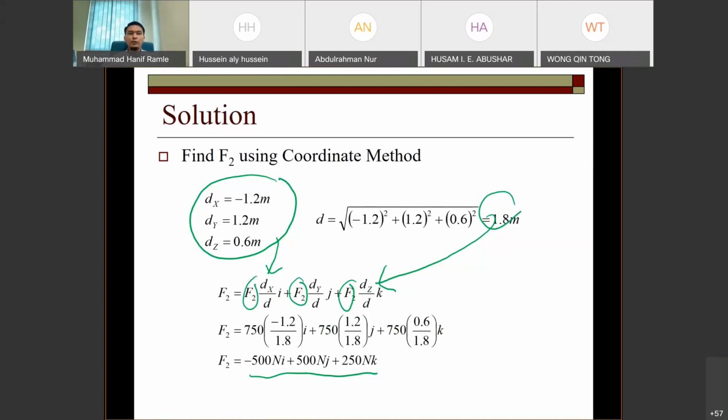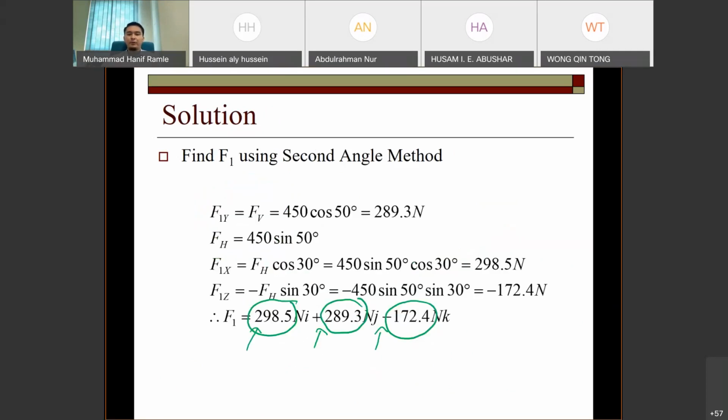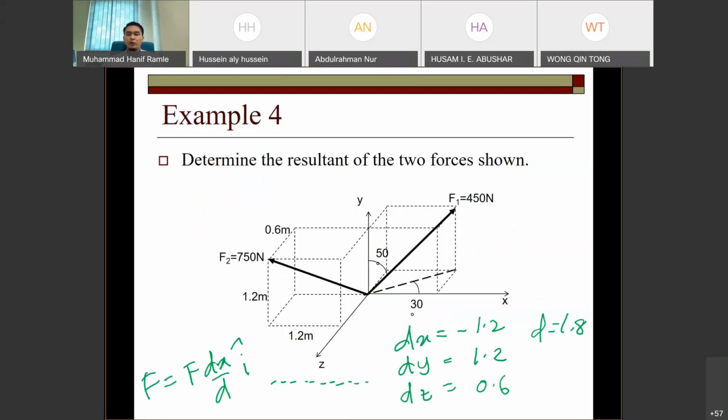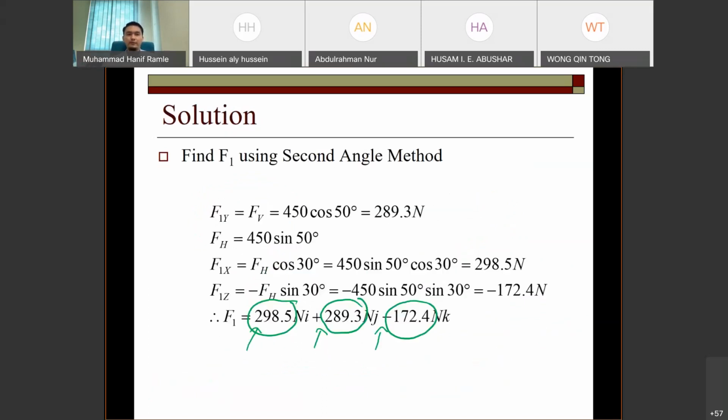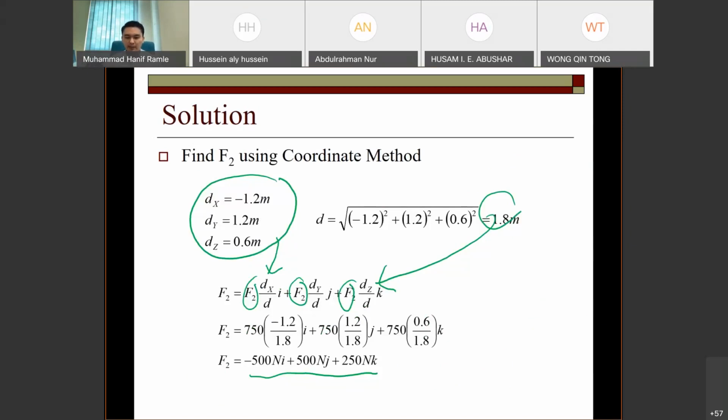And again, if you want to check the sign, positive or negative, you can check on the original figure. We can see that the only negative sign is for the x, while for the y and the z it is positive. You can check like that for the final answer. So you will get this final answer in terms of IJK form for F2.